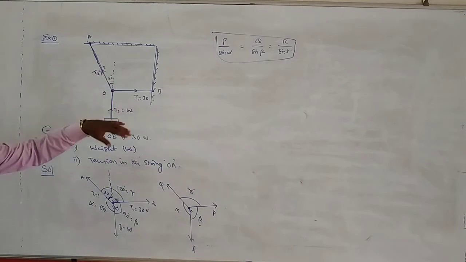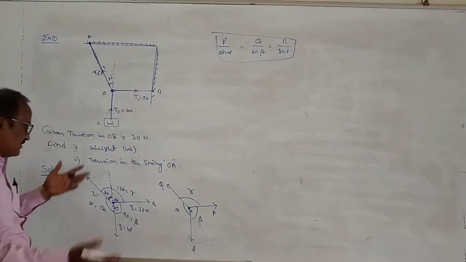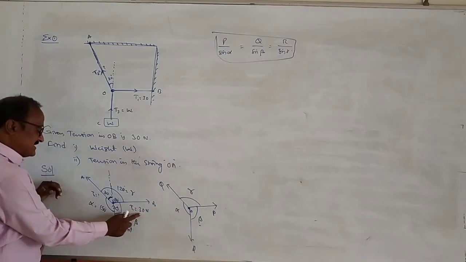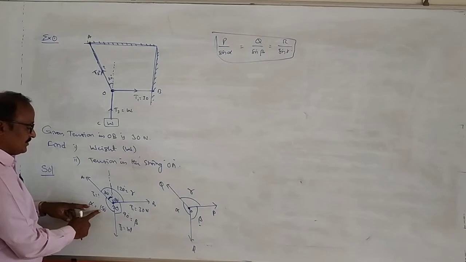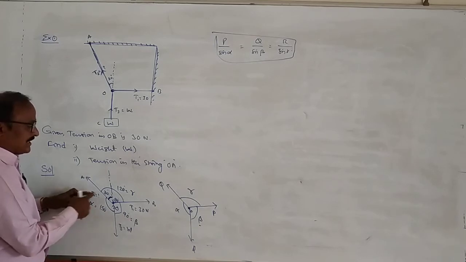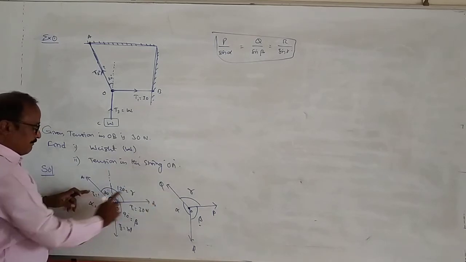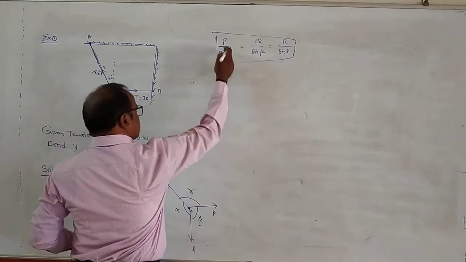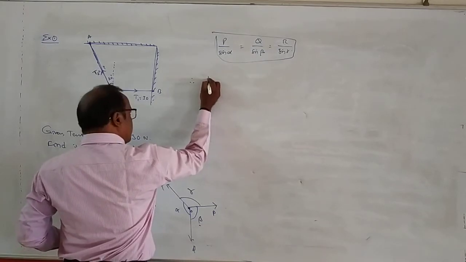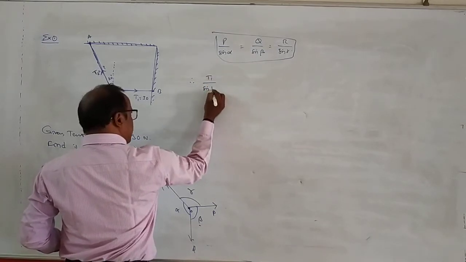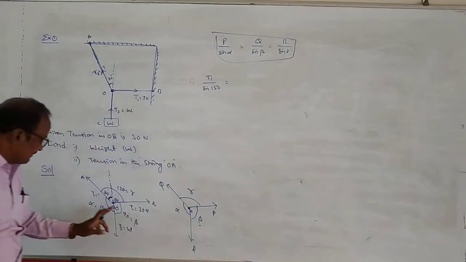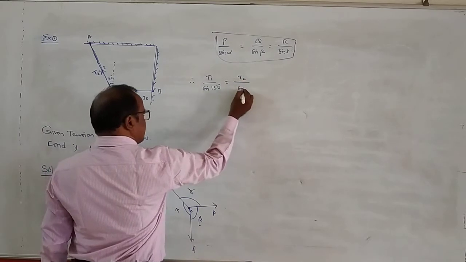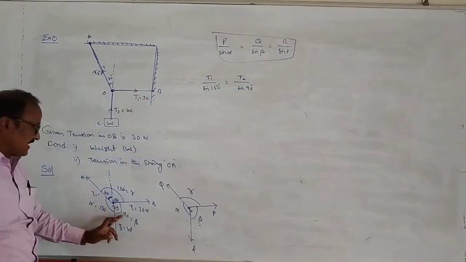From the values we have P by sin alpha equal to Q by sin beta equal to R by sin gamma. You know the value of P is 30. Alpha is equal to 150. Now we have T2, so beta is the value, what is the value? 90. Therefore, T1 by sin 150 is equal to T2 by sin of the angle opposite to T2, which is 90.